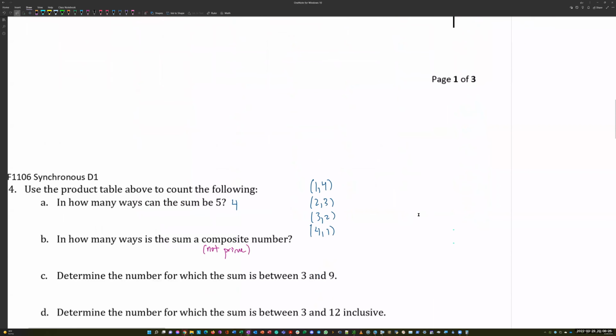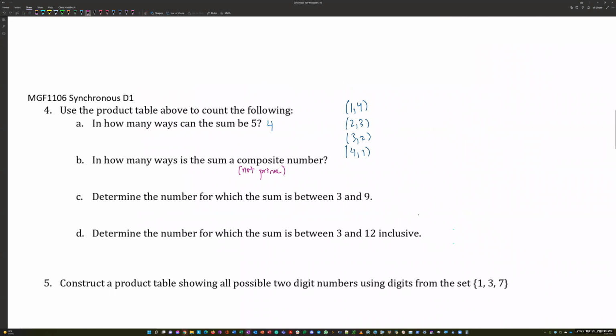Really, this is just knowing what prime and composite mean, and then making sure you're able to write out the whole table.